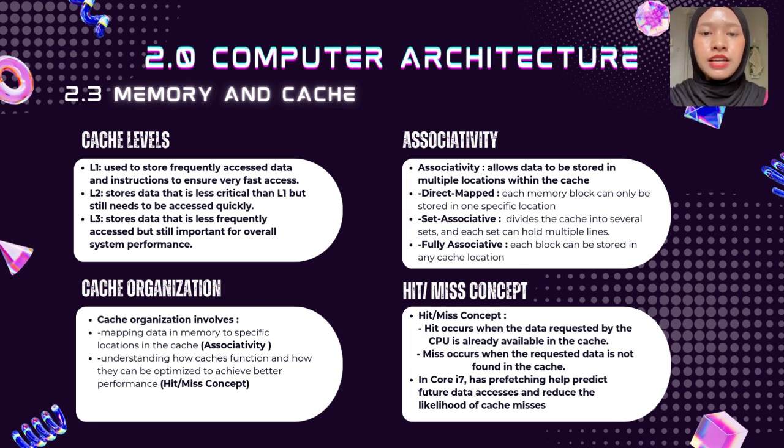The Intel Core i7 uses the cache hit and cache miss concept to manage cache access more efficiently. A cache hit occurs when the data requested by the CPU is already in the cache, giving very fast access without a main memory reference. A cache miss occurs when the data is not in the cache, so the CPU must fetch it from the slower main memory, which causes a delay.